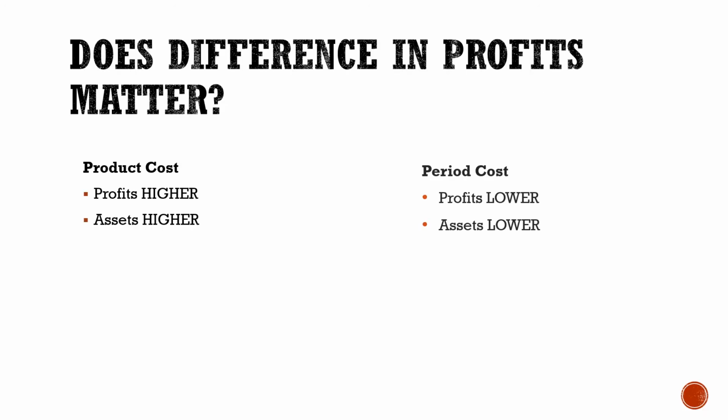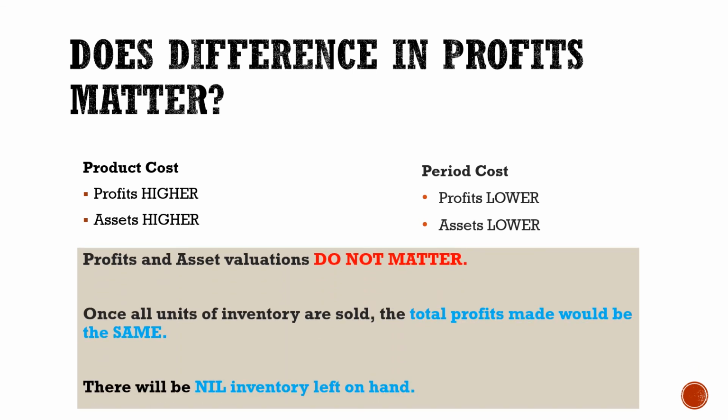From our comparisons, we have worked out that the product cost gives us a higher profit and a higher asset. So in the first instance, we may be tempted to think that, oh yeah, we should go with the product cost because it makes our business look a lot better. But the truth is, it does not matter. Once all units of inventory are sold, the total profits made would be the same, and there will be nil inventory left on hand.